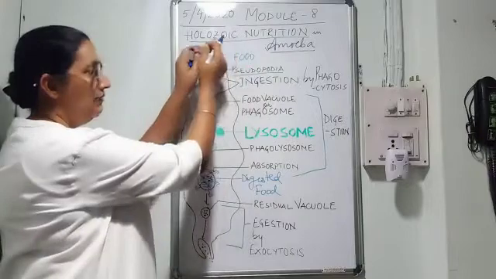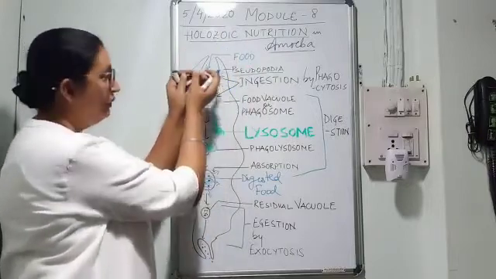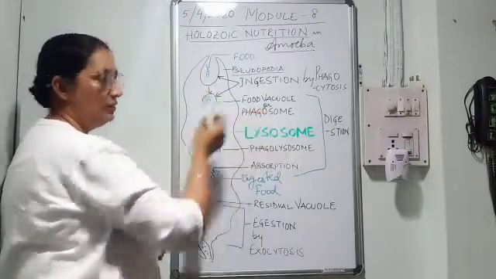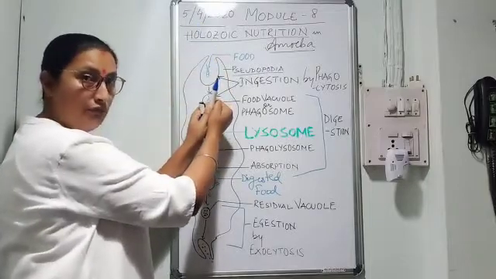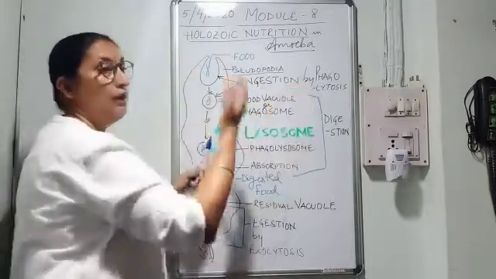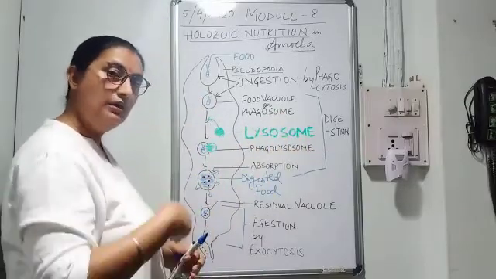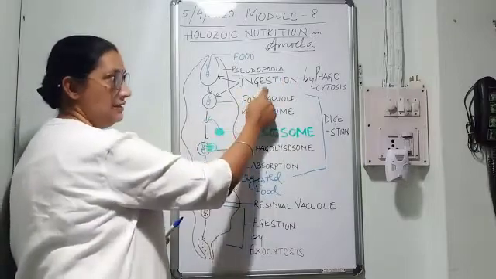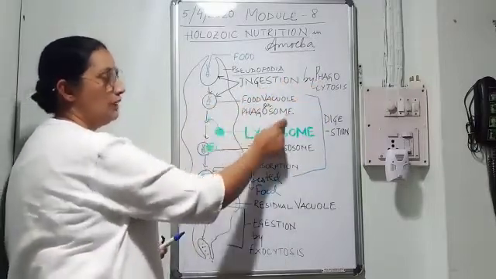And then it engulfs it and takes that pouch containing the food inside the cytoplasm, and it becomes a food vacuole. Now engulfing and ingesting food is called phagocytosis. The process to engulf and eat is called phagocytosis. Because the food is ingested by phagocytosis, this food vacuole is also called phagosome.